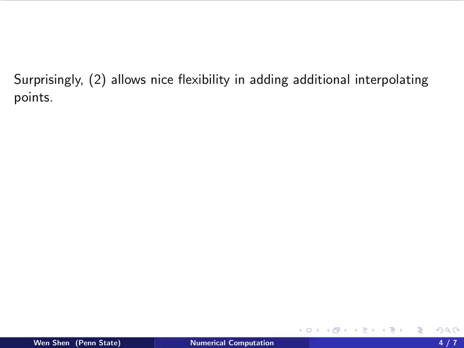Recall the pros and cons of the Lagrange polynomial. It's very elegant, but then it doesn't offer flexibility when you want to add additional interpolating points. Here, form 2 surprisingly actually allows such flexibility, as we'll see soon.